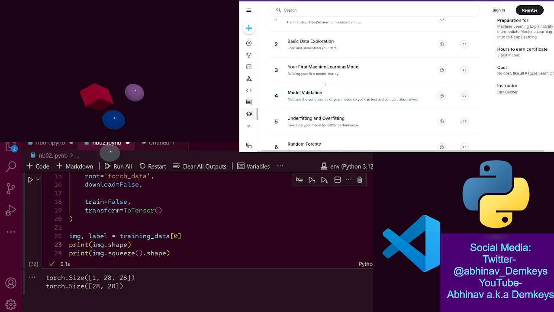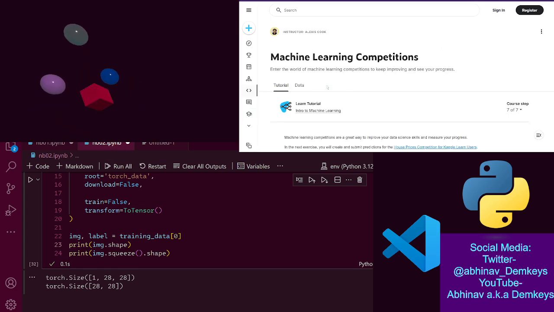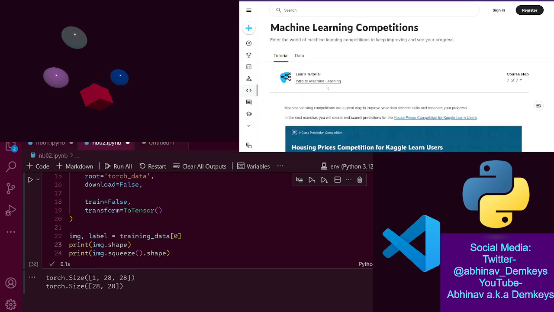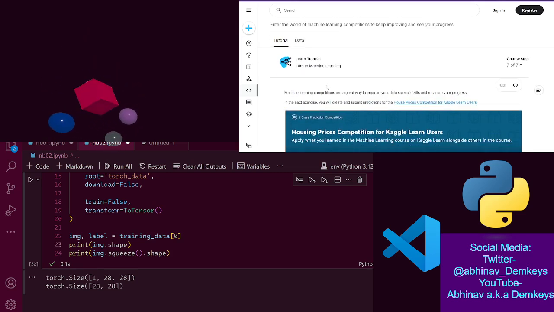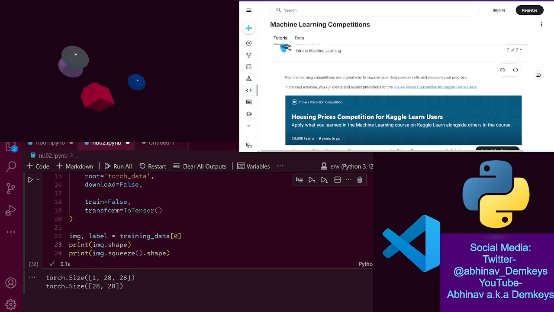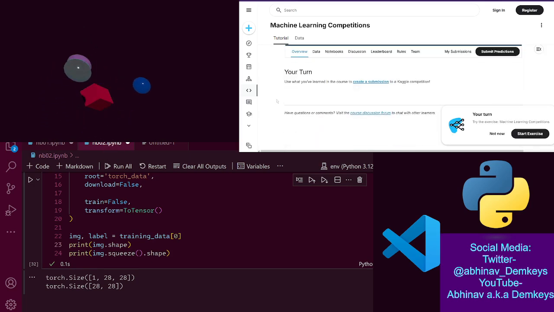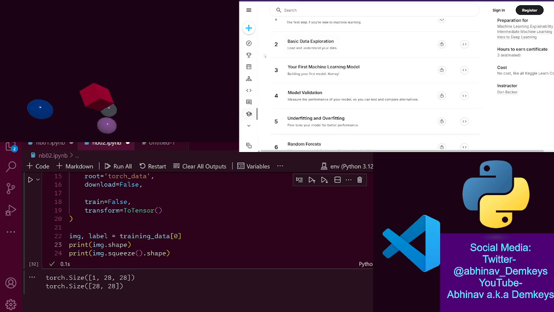Basically, it's kind of like profiling the model. I want to say benchmarking, but I don't know if that's right. Well, benchmarking, right? Benchmarking the model and seeing how well it's performing. I need to learn how to do that as well. Machine learning competitions are a great way to improve your data science skills and measure your progress. In the next exercise, you will create and submit predictions for the house prices competition for Kaggle Learn users. Okay, cool, cool.